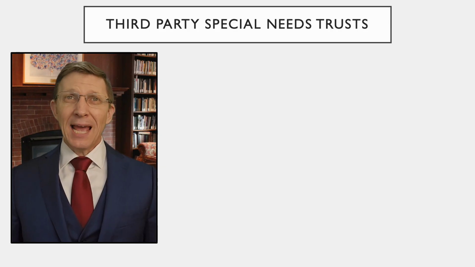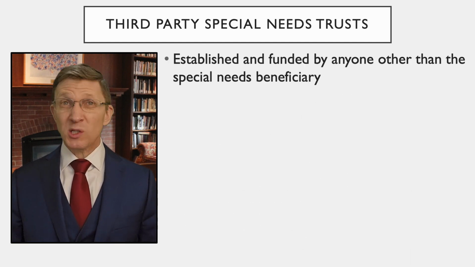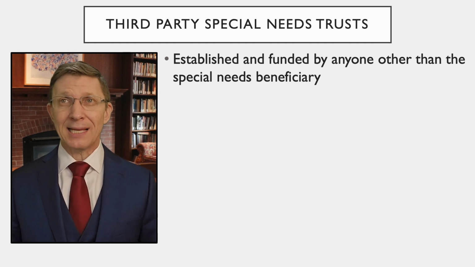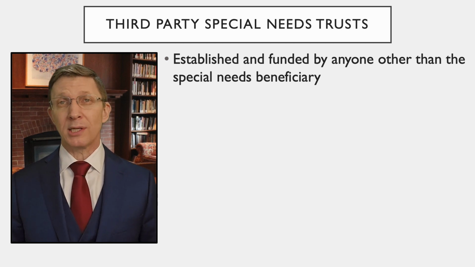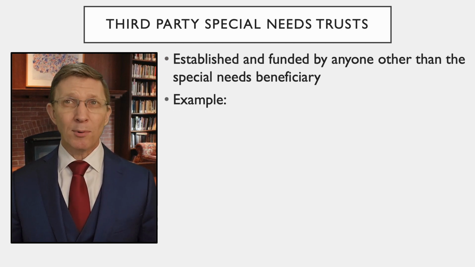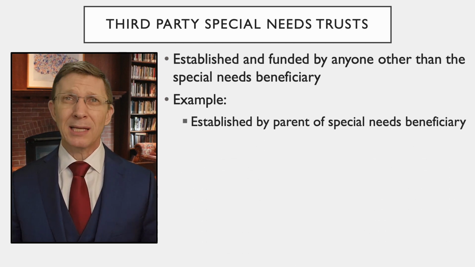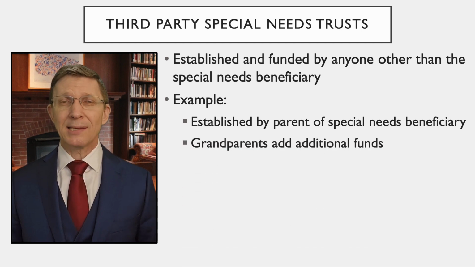The third party SNT is the most common form of special needs trust. Any third party, that is, anyone other than the special needs beneficiary, can establish and fund a third party SNT. A third party SNT can be set up so multiple parties can contribute to it. For example, a parent may establish an SNT for a special needs child and make an initial contribution. Then grandparents may contribute additional assets.